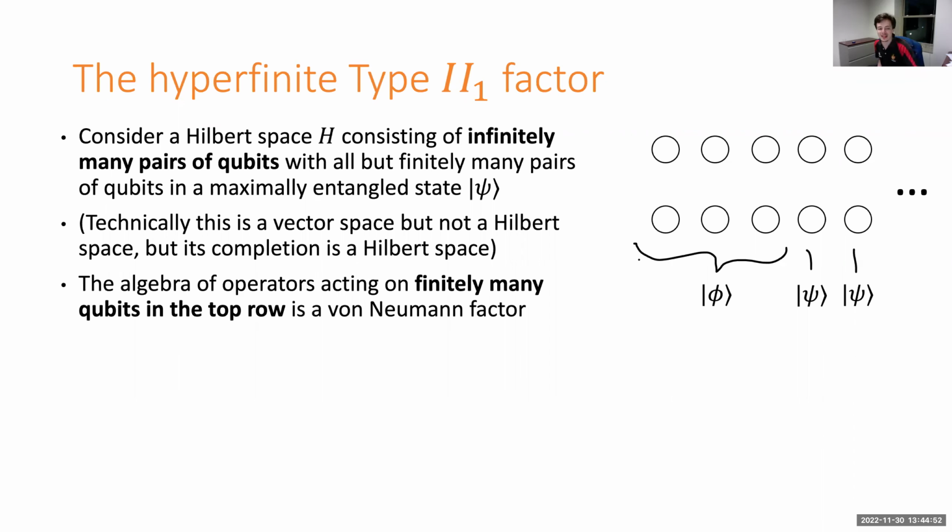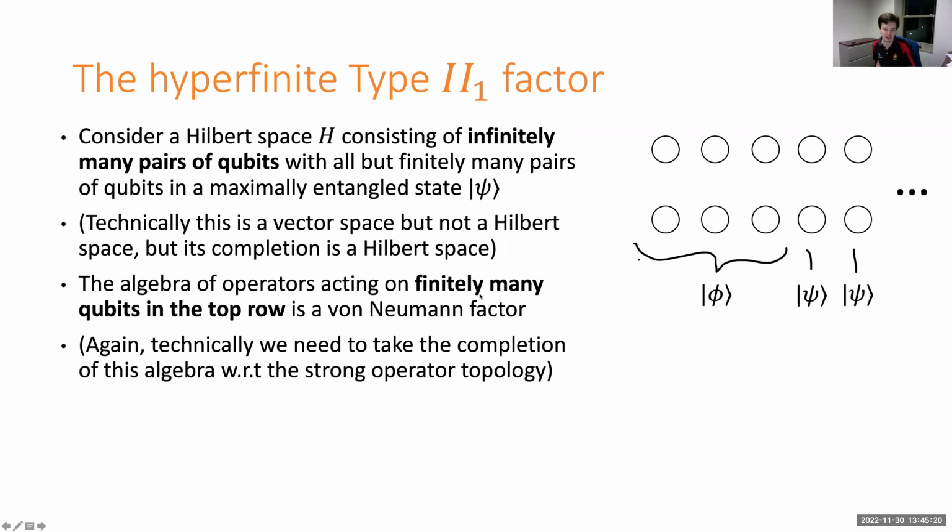And then we can consider an algebra of operators acting on this that just consists of operators that act on finitely many qubits in the top row. So this acts on H nicely. Its center is clearly trivial, and it's closed under conjugation. Then we have that last condition that we have to be able to take limits, and as I described it, that condition is not satisfied.